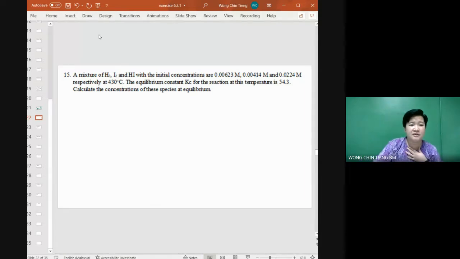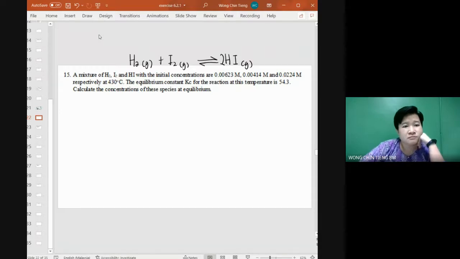Soalan ni tak ada equation, saya bagi. It's the reaction between hydrogen plus I2 forming HI. 2 more. Yes. Okay. Saya nak bincang soalan ni. Buat tak? Guna quadratic. Betul?